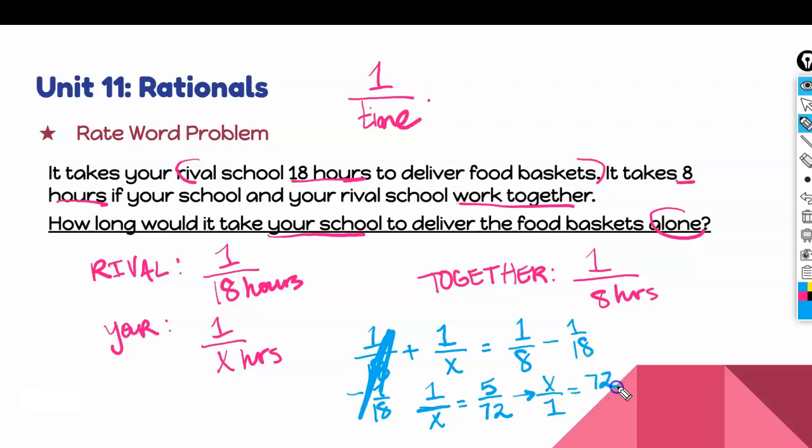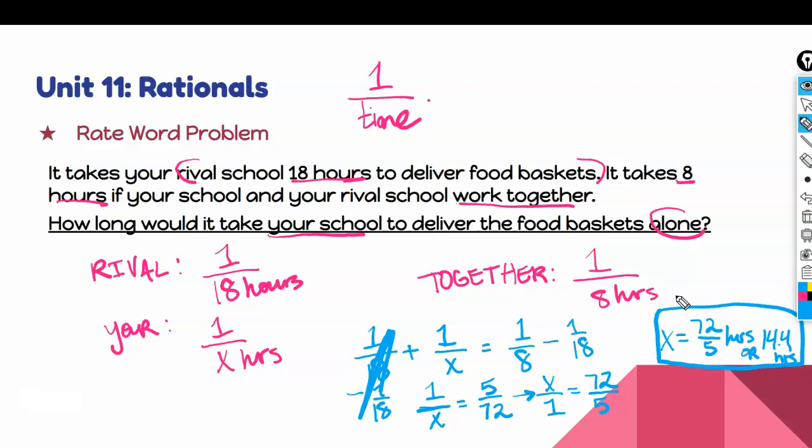Okay? And anytime I divide something by 1, it is just itself. Dividing by 1 does not do anything to change the value of the number. So our answer is x equals 72 over 5 hours. Or if you wanted to be special and put it in decimal form, 72 over 5 is 14.4 hours. Okay? And this is our answer.